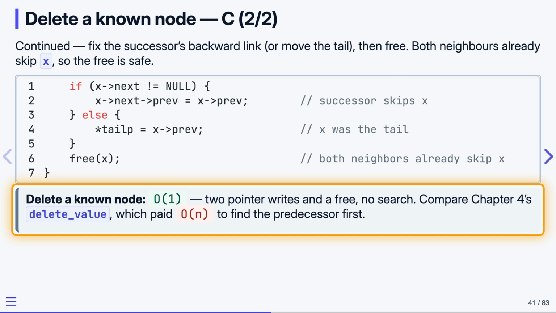Let's look at the cost. This is big O of 1. It is just 2 pointer writes and a free with no search. Compare Chapter 4's delete value, which paid big O of n to find the node before it first. Here we already hold the node, so that cost is gone.